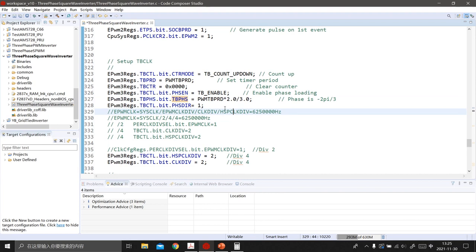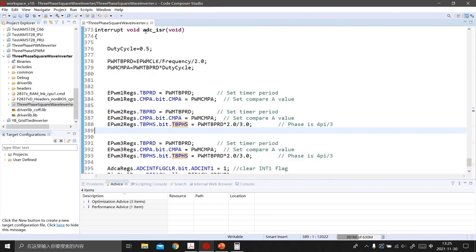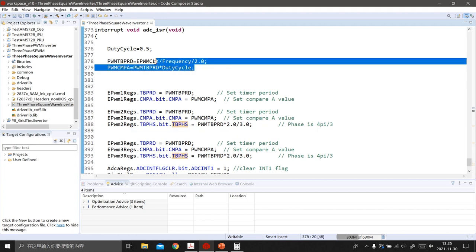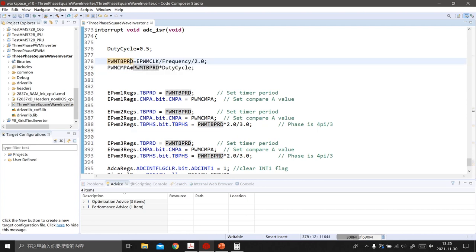So by setting the registers like this, we can get the three-phase square wave pulses interleaved by 120 degrees. And in the interrupt routine, we calculated the TBPRD and the CMPA value dynamically, so we can change the output voltage frequency in the expression window when the controller is running.